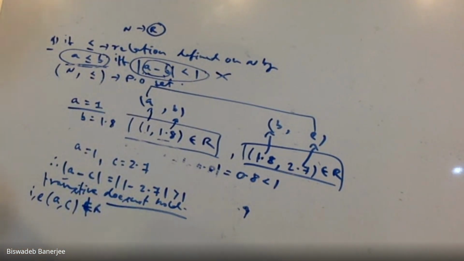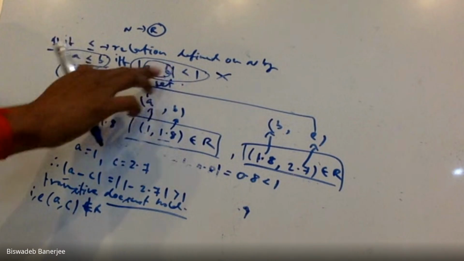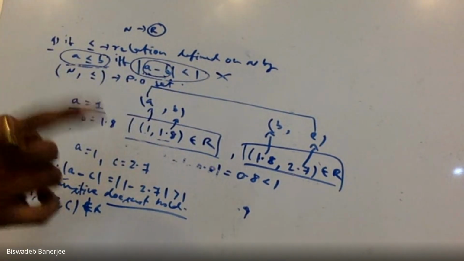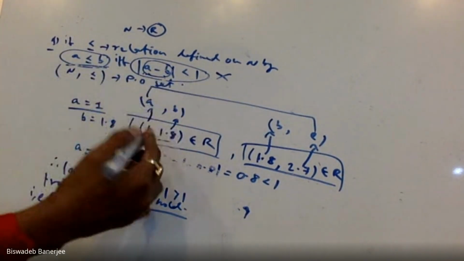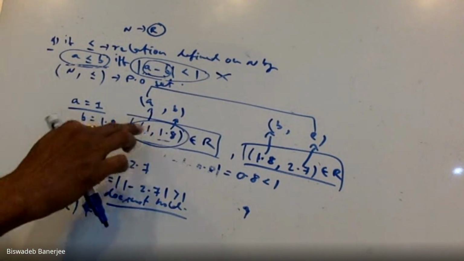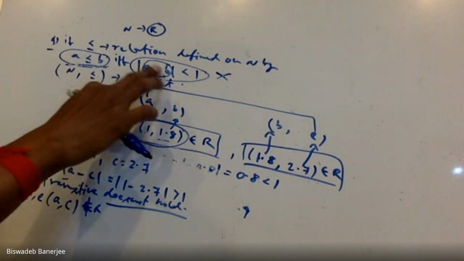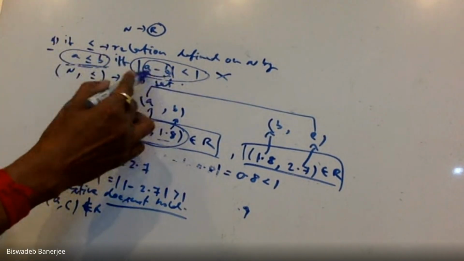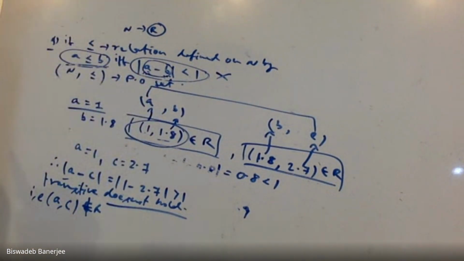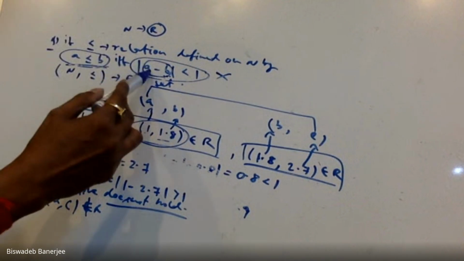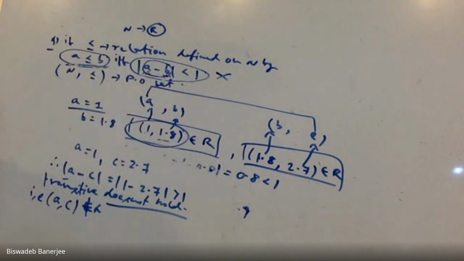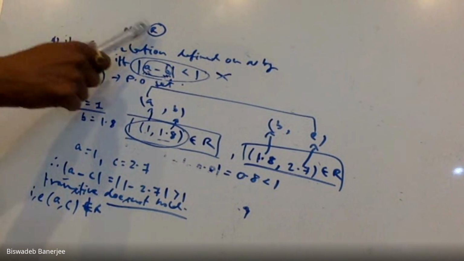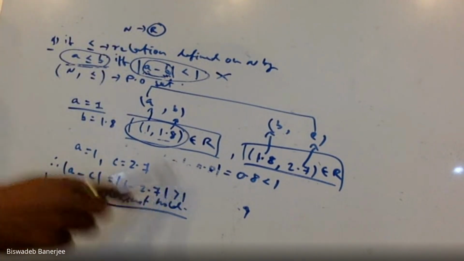But if you take natural numbers, in that case this property must hold when a is equal to b. Otherwise, mod a minus b can never be less than 1. You cannot take two elements like this, because if their difference is less than 1, these two elements must be equal. If this is a natural number, only in that case a should be equal to b. But if the set is real numbers, their difference can be greater than 1.